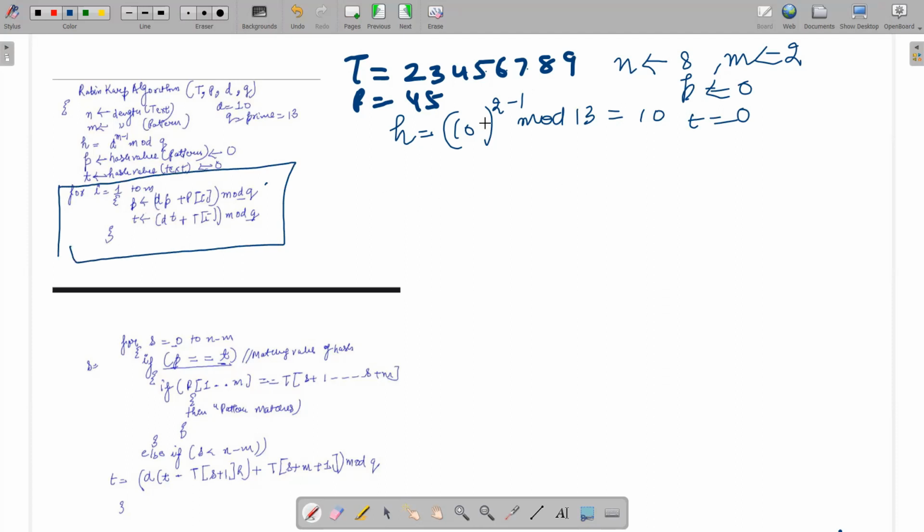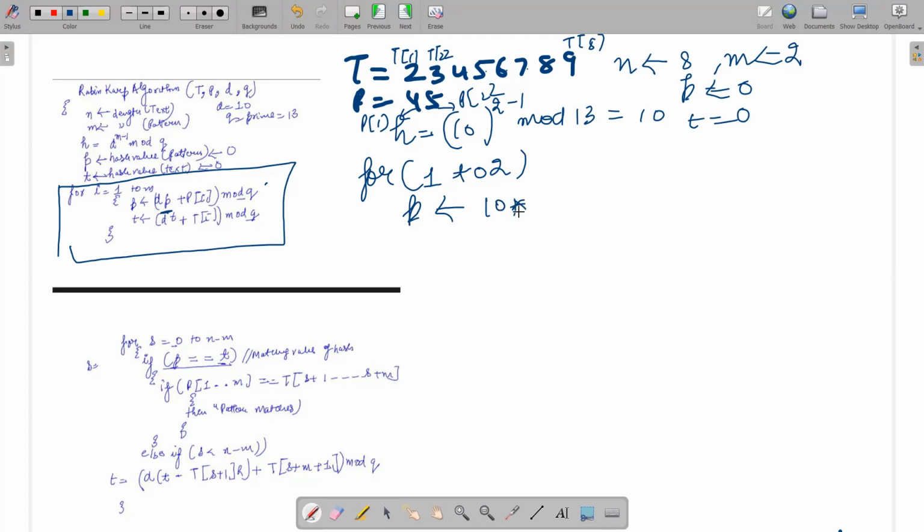Now, let me tell you, if I'm talking about this particular text here, this is T of 1, this is T of 2, and similarly this is T of 8. Similarly, this is P of 1 and this is P of 2. So we have to calculate for i equal to 1 to 2. That means we have to calculate p equal to d times p. D value is 10 that we calculated.